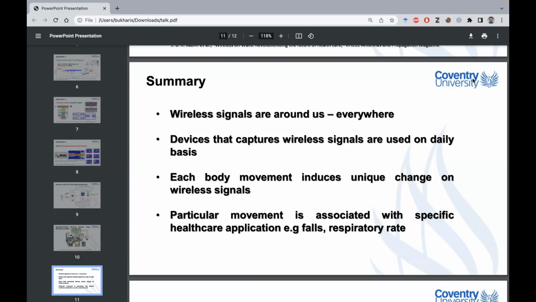It looks like a fascinating technology, but I think we still have a long way to go. After 8 years of working in this technology, I can confirm that we have just scratched the surface, and we still have a long way to go to use RF sensing technology in clinical application. But I think we are moving in the right direction. That's it from my side.